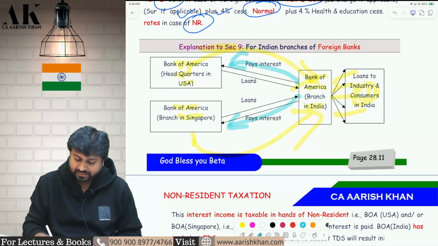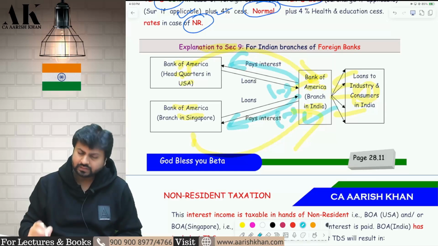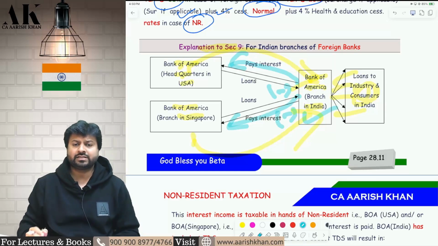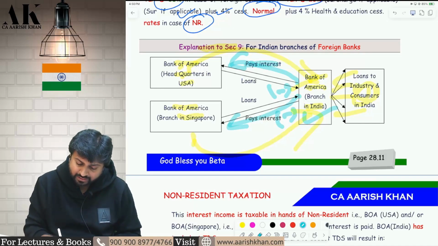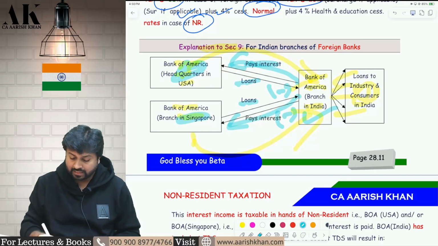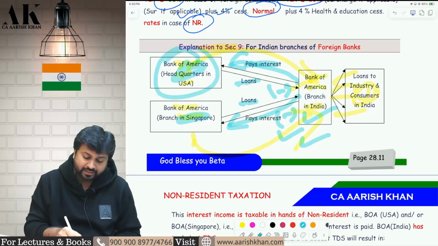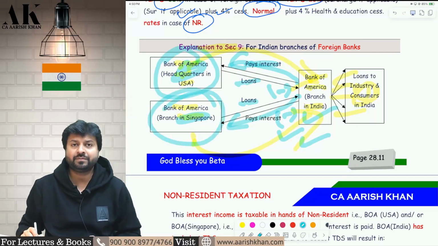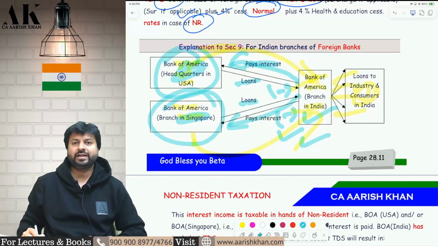Now, whether this interest is allowed as deduction to them, the CBDT has said that yes, it is allowed as deduction. But at the same time, CBDT has said that if this interest which you are paying to your HO, to your other branches on loan taken from them, is allowed as a deduction to you, then that interest should also be taxable in the hands of the respective person. The corresponding person should also pay tax on that.